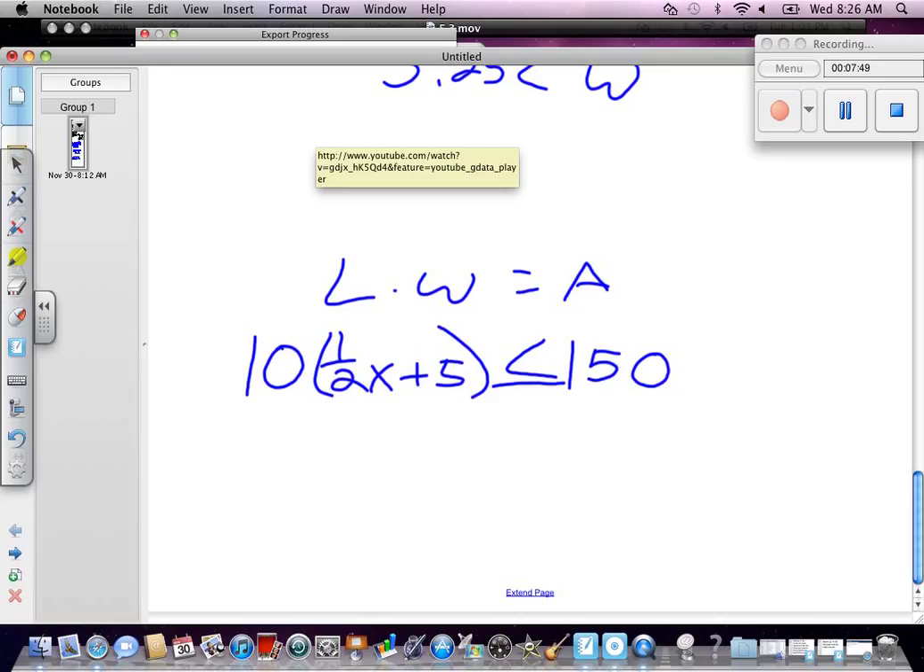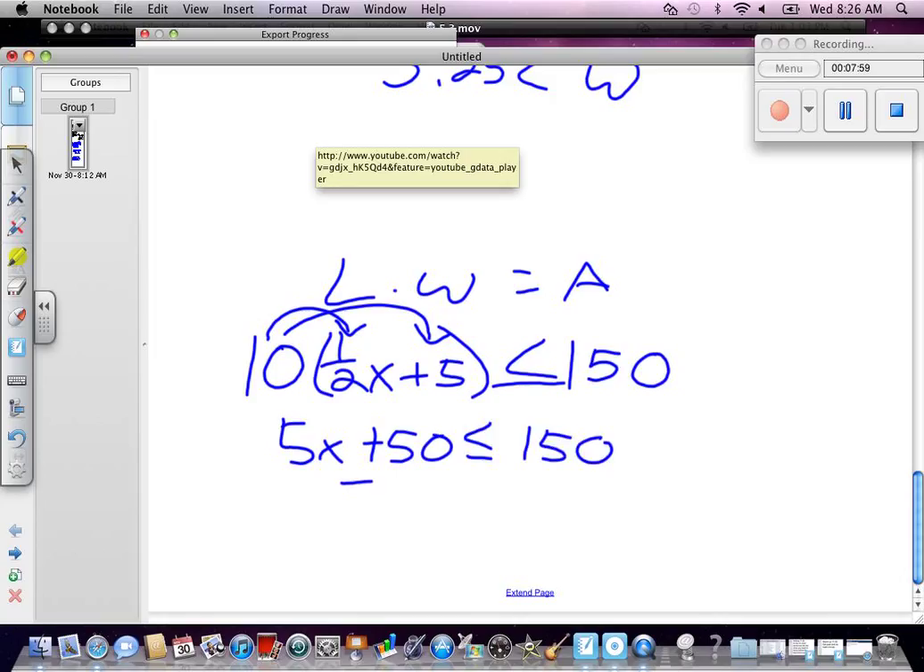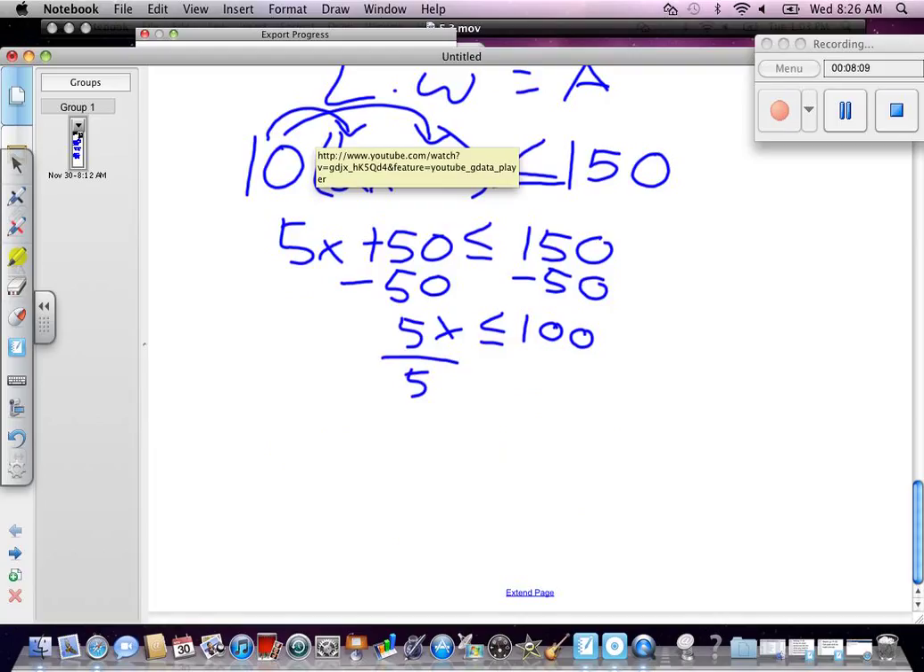Okay? So I'm going to multiply, I'm going to distribute. 10 times 1/2 x is 5x, plus 50 is less than or equal to 150. I'm going to subtract 50 from both sides. I get 5x is less than or equal to 100. I divide both sides by 5. X will have to be less than or equal to 20.